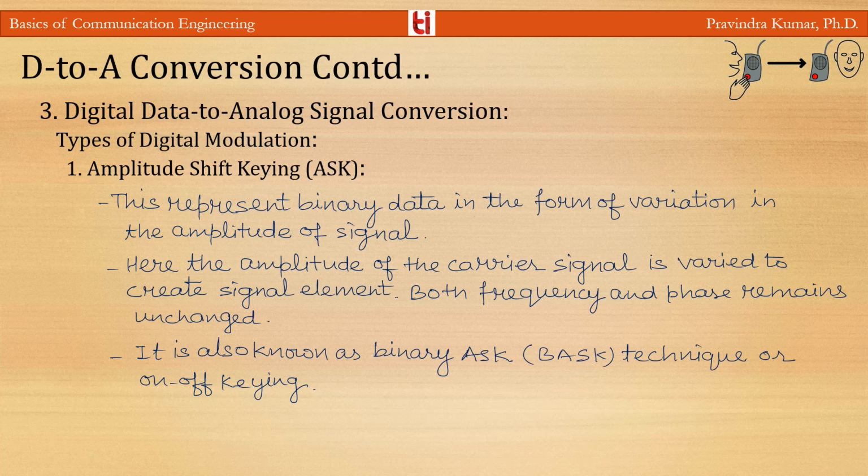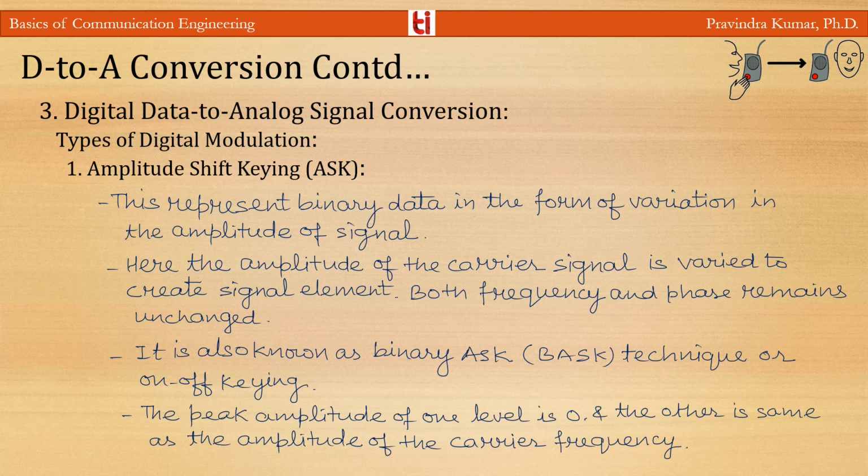The peak amplitude of one level is 0, and the other is the same as the amplitude of the carrier frequency. So for bit 0 the amplitude will be 0, and for the other the amplitude will be equal to the amplitude of the carrier.